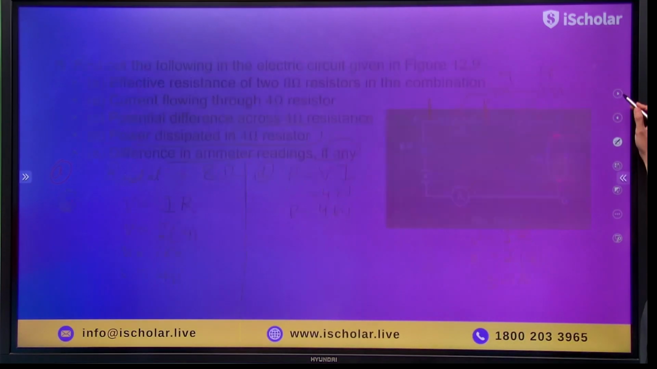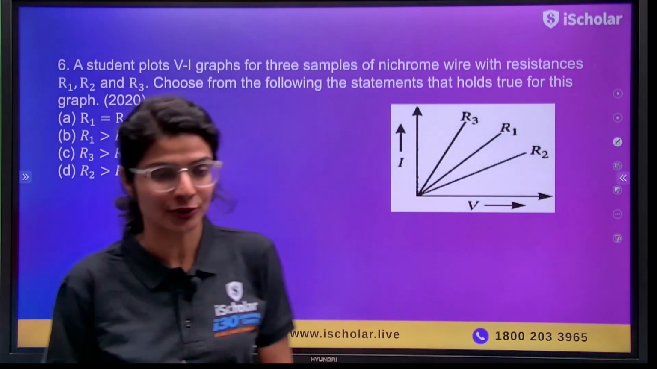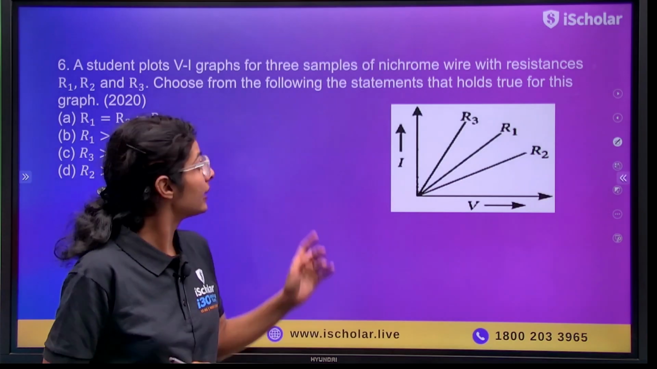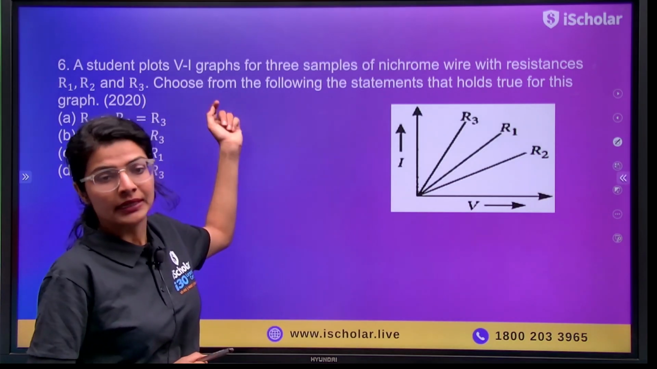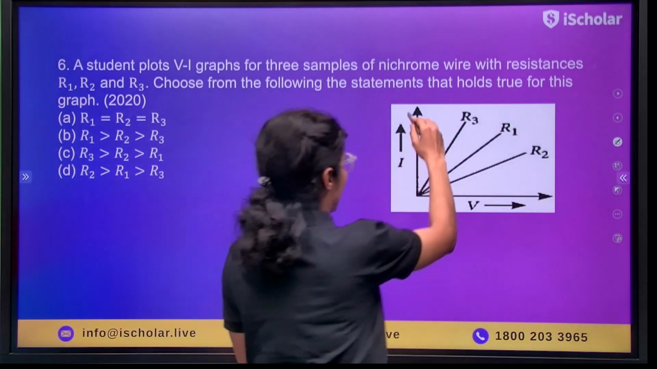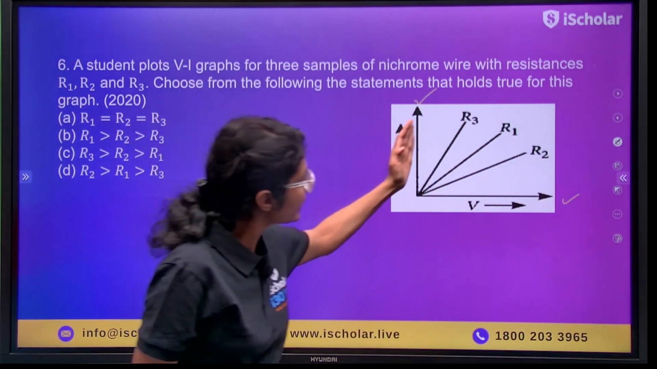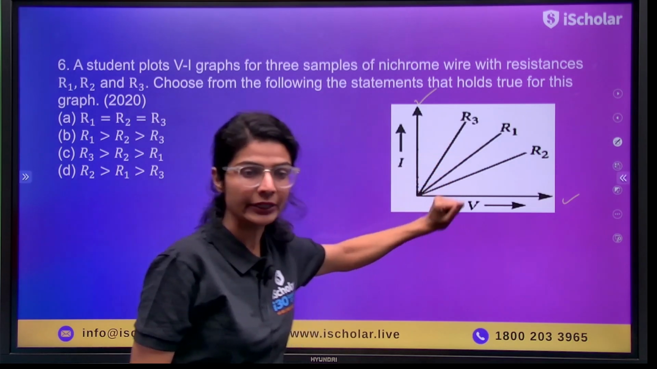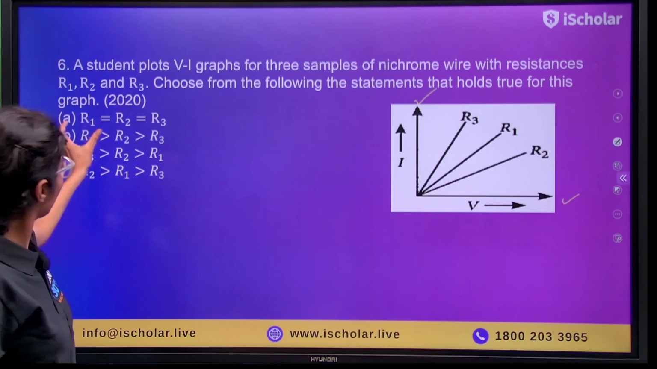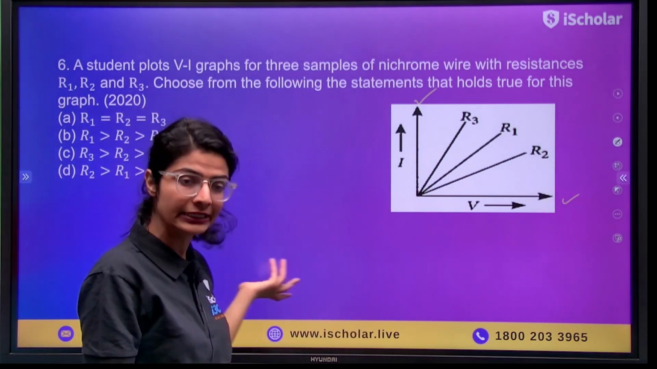Okay, so coming to the next slide. Again, a very important question, and in fact this question has been asked in the exam 2020. Okay, so what is given? You have been given a graph between the current and the voltage, and three values, R1, R2 and R3 are given to you. You have to choose which resistance is bigger, or whether they are equal.